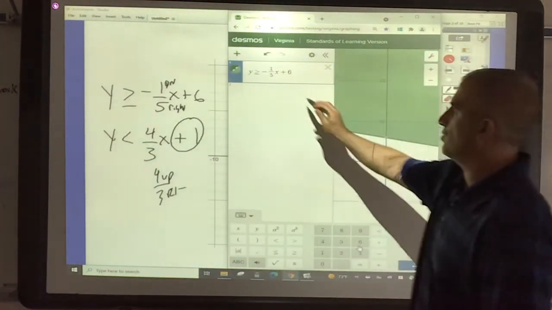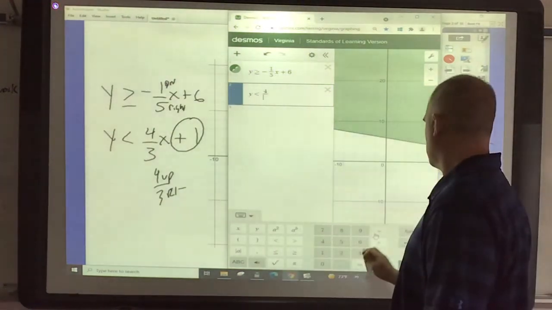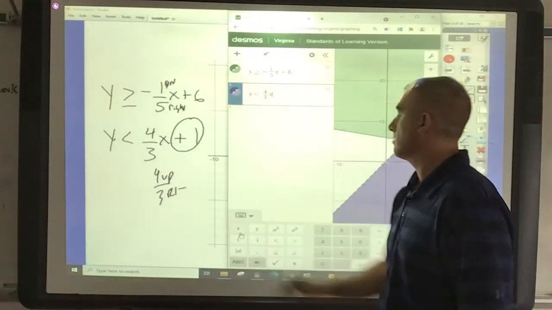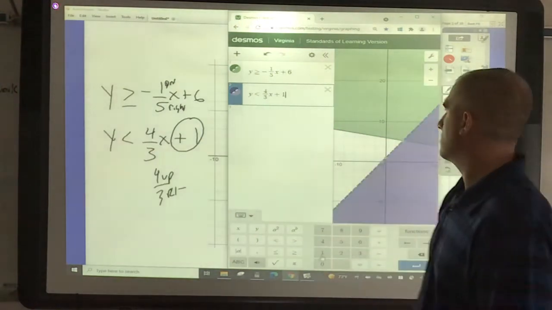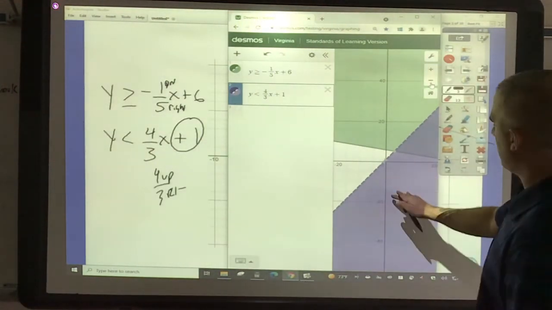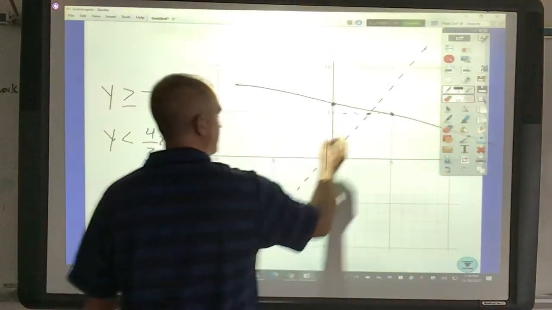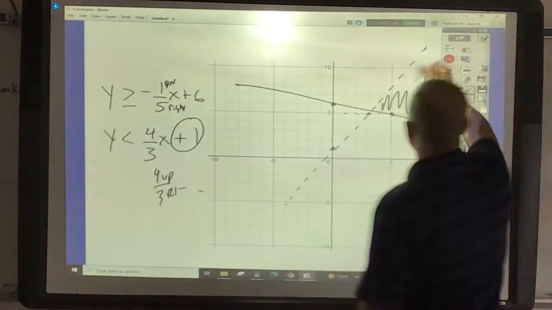I'll put the first one in. Put the second one in. As you can see, you might need to zoom out a little bit. I got light purple, green, dark purple. So that dark purple area right here, that's my solution.